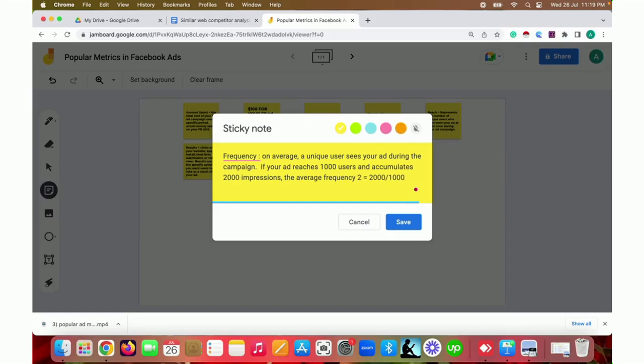So 2000 is the impressions and 1000 is the users, so 2000 divided by 1000 is the average frequency. It means that on average your ad is being shown to the same person twice, at least 2 times.